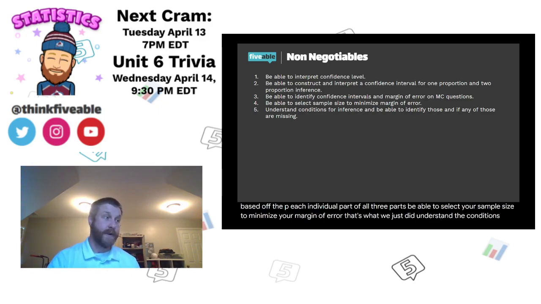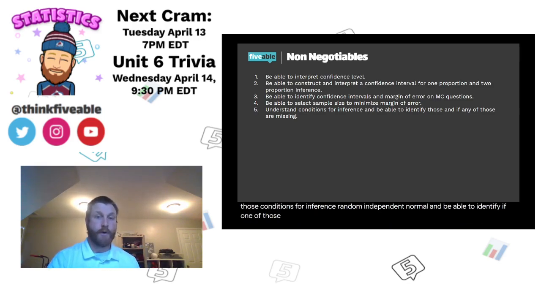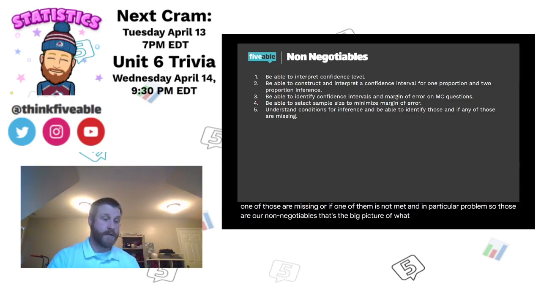Understand the conditions for inference and be able to identify those and if any of those are missing. So what are those conditions for inference? Random, independent, normal. And be able to identify if one of those is not met in a particular problem. So those are our non-negotiables. That's the big picture of what we just talked about today.